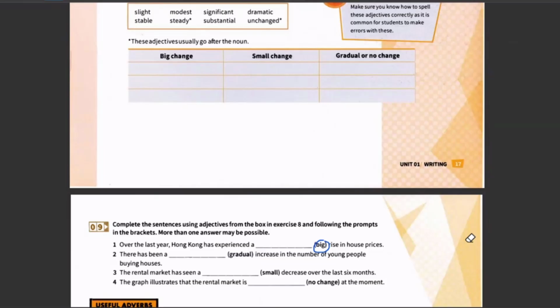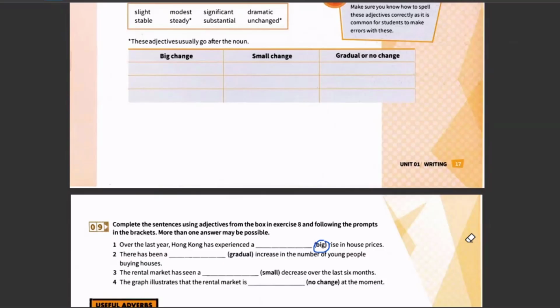Number two. There has been a steady increase in the number of young people buying houses. Excellent, very good. Number three. The rental market has seen a slight decrease over the last 6 months. Excellent. This can be a slight decrease as well as a modest decrease. Both are correct. Yes, very good.